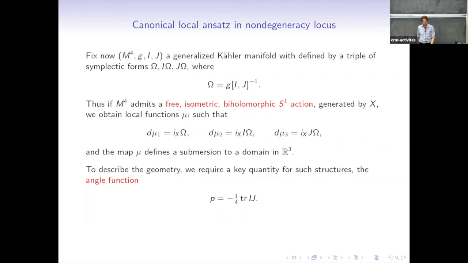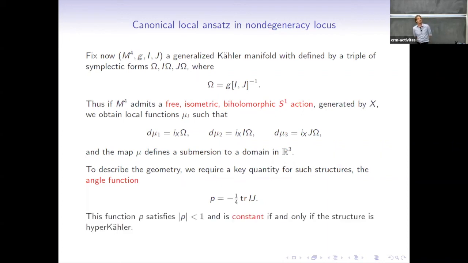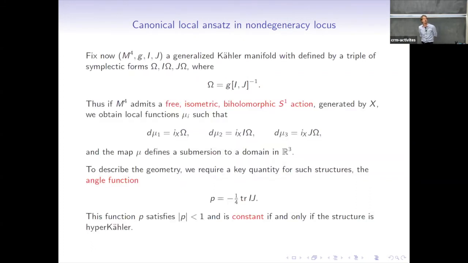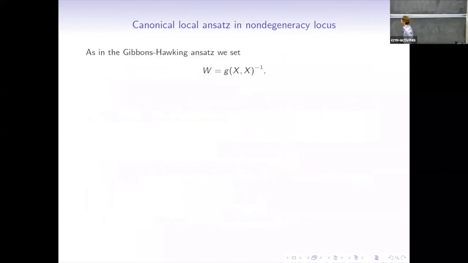This function is less than 1 in absolute value, and it's constant if and only if the structure is hyperkähler. Of course, p being constant equal to 0 is what we're thinking about in neutral hyperkähler. But as long as p is constant, then I and J will belong to hyperkähler. So this function p plays a key role.